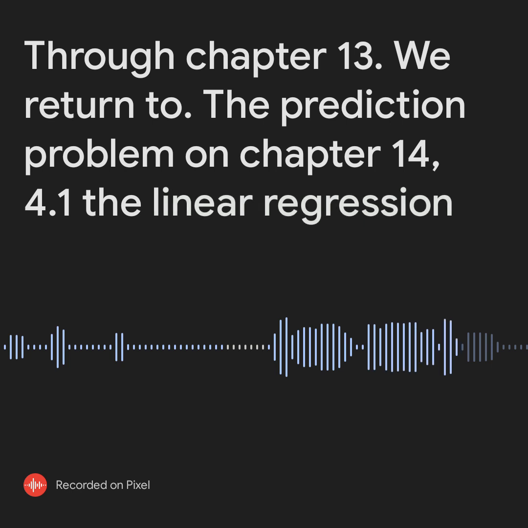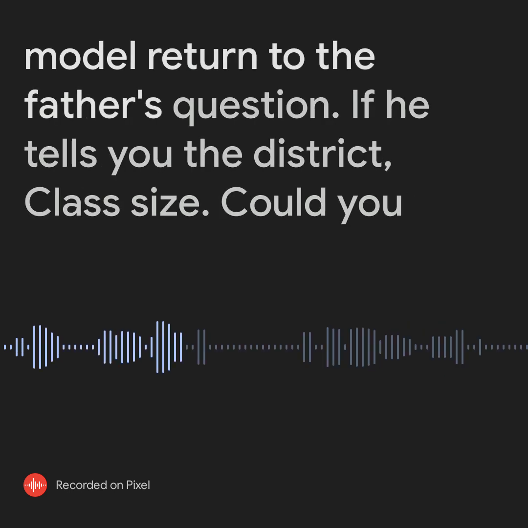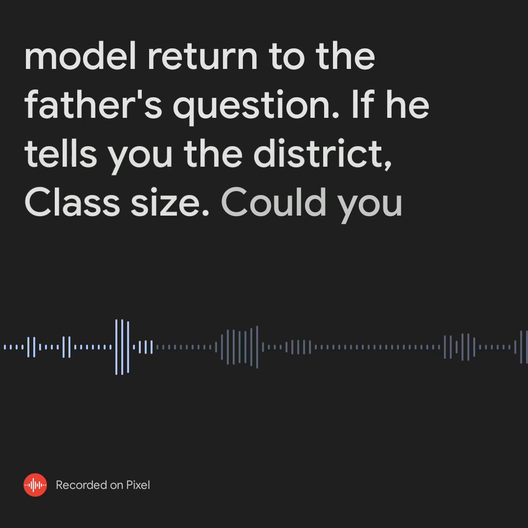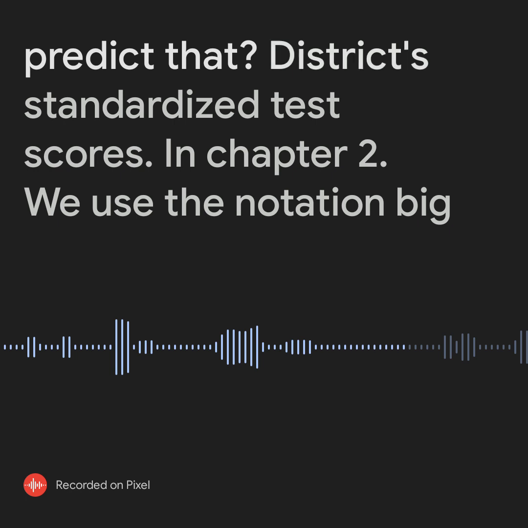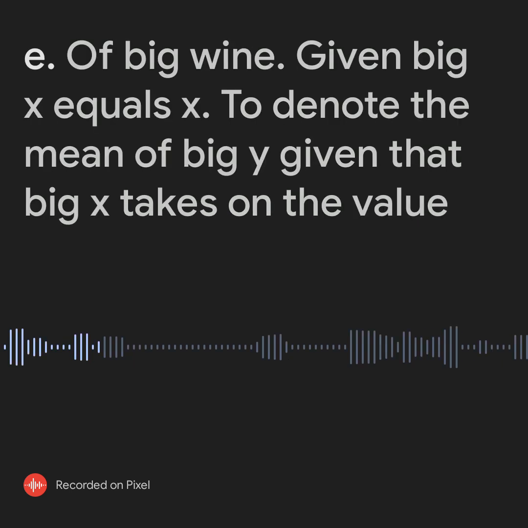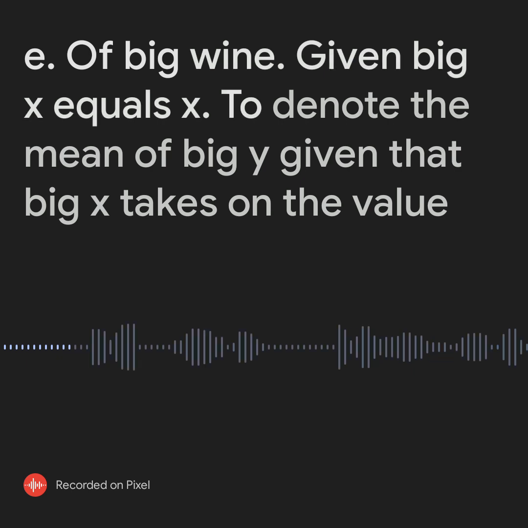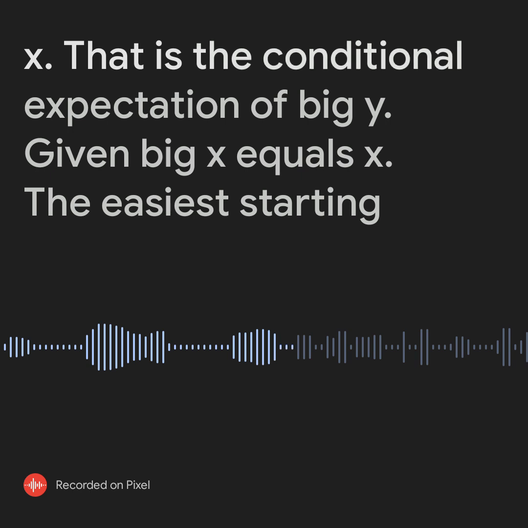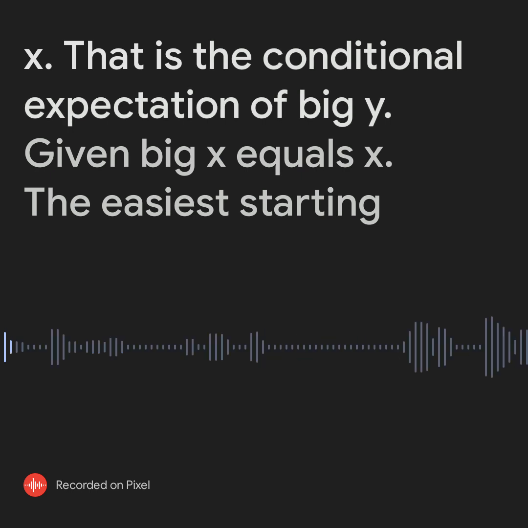4.1, the linear regression model. Return to the father's question. If he tells you the district class size, could you predict that district's standardized test scores? In chapter 2, we use the notation big E of big Y given big X equals X to denote the mean of big Y given that big X takes on the value X, that is, the conditional expectation of big Y given big X equals X.